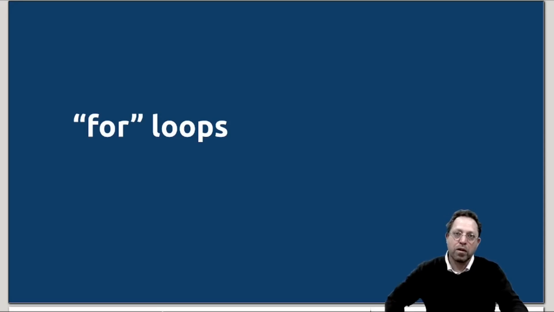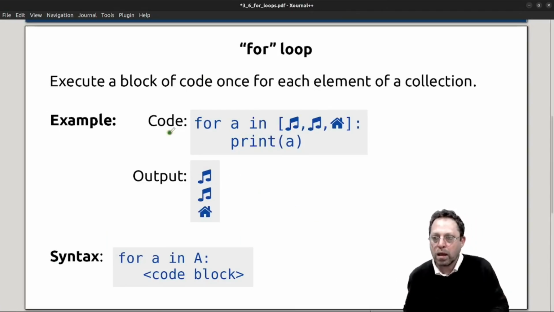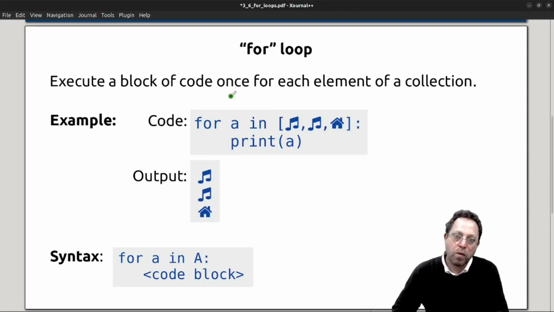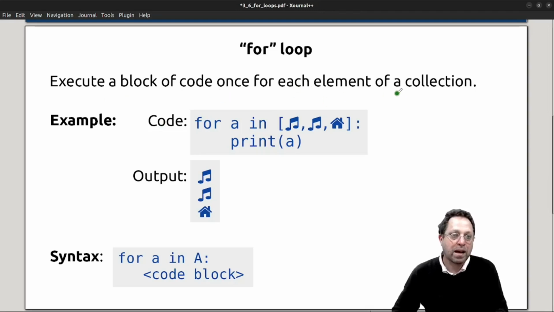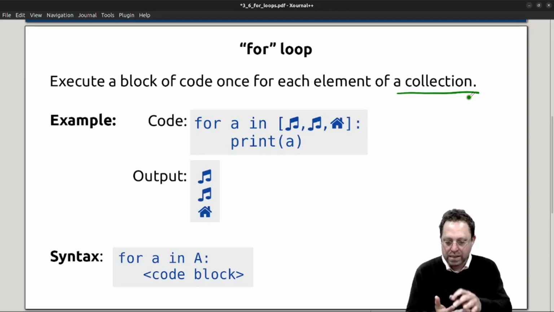Okay, let's see how for loops work. As I said, a for loop is going to repeat a block of code many times. But how many times? Well, it's going to execute the block of code once for each element of a collection. So a for loop is essentially iterating through a collection that you give it. And it can be any type of collection. It can be a list, a tuple, a string, a set, or a dictionary. So any of the 5 types that we've seen. So let's look at an example.